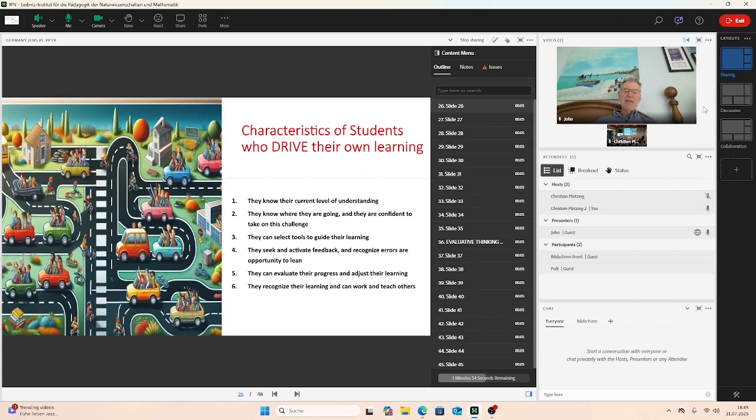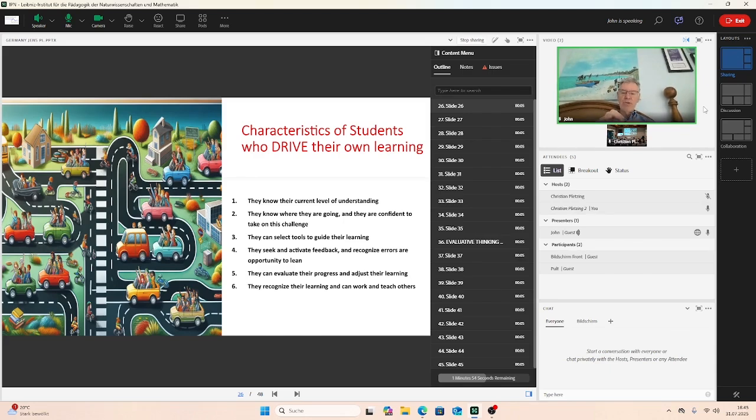So what does it mean to drive learning? Well, you see this absolutely clearly in 4 and 5-year-olds. I want to see it at every age. I want to be able to go up to a student and hear them talking about their current level of understanding. They should know where they're going and have the confidence to take on the challenge. They should be able to select the tools to guide their own learning, seek and activate feedback, see errors as opportunities to learn, not embarrassments, evaluate their progress, and the ultimate exit ticket is they can teach others.